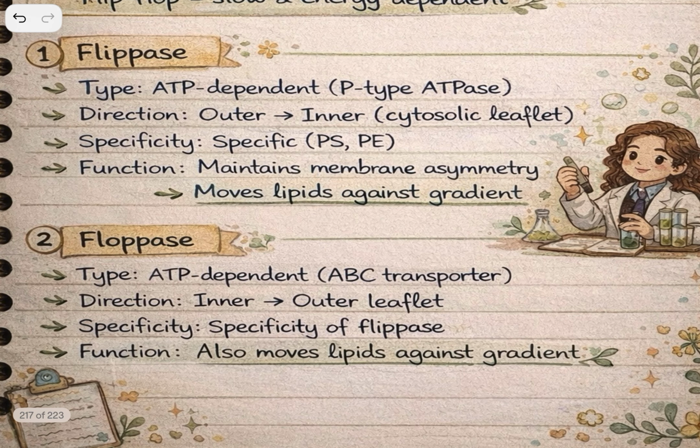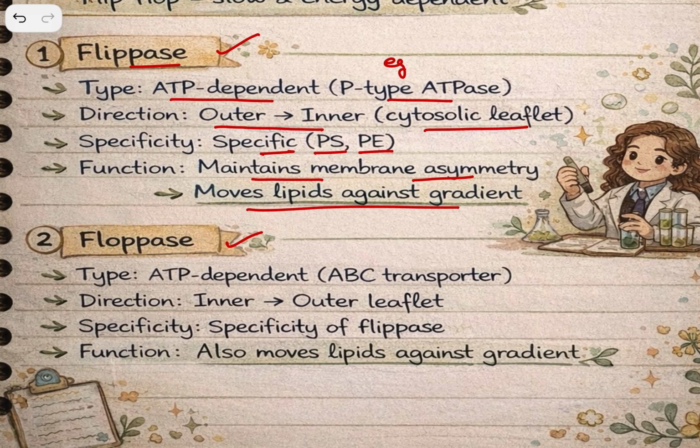Now let's talk about the three enzymes, Flippase, Floppase and Scramblase, which help in the movement of lipids. First one, Flippase. It is ATP dependent, for example P-type ATPase. The direction of lipid movement is from the outer to the inner cytosolic leaflet. They are specific, for example for phosphatidylserine and phosphoethanolamine. Function: they maintain membrane asymmetry and move lipids against the gradient.